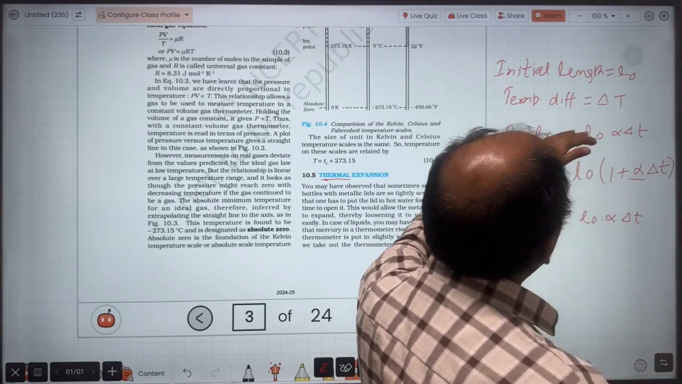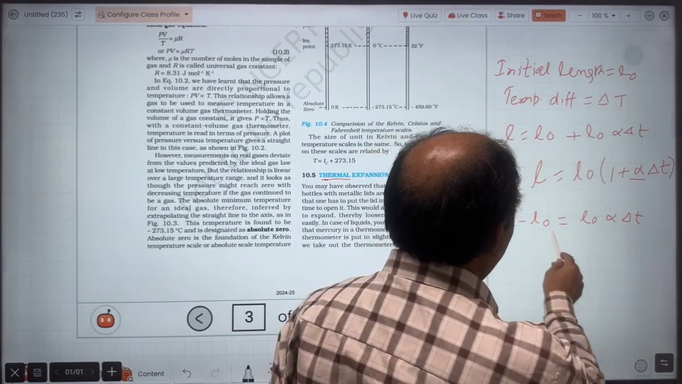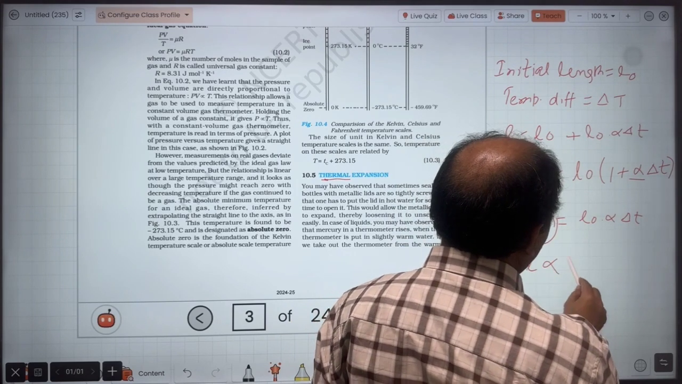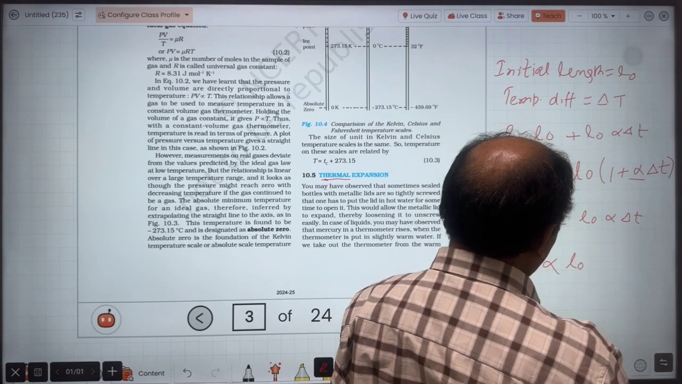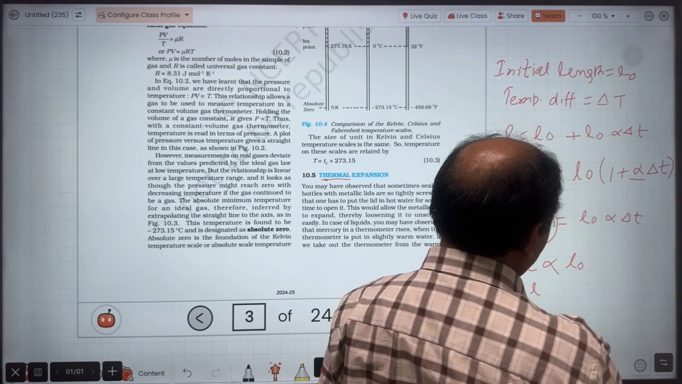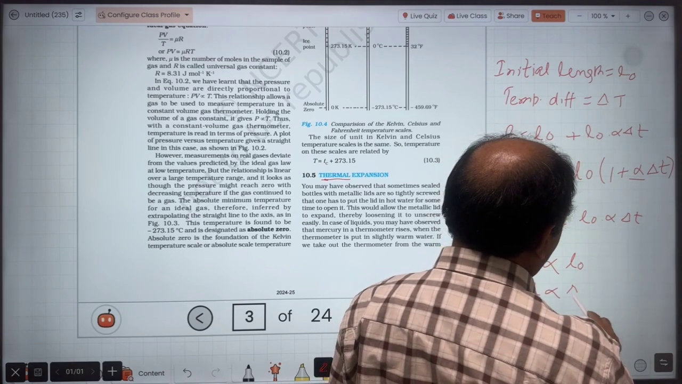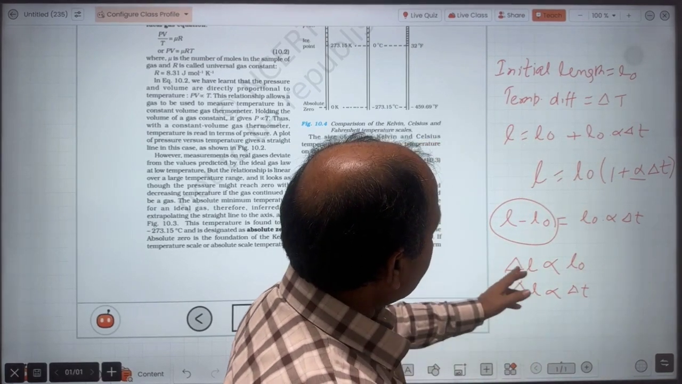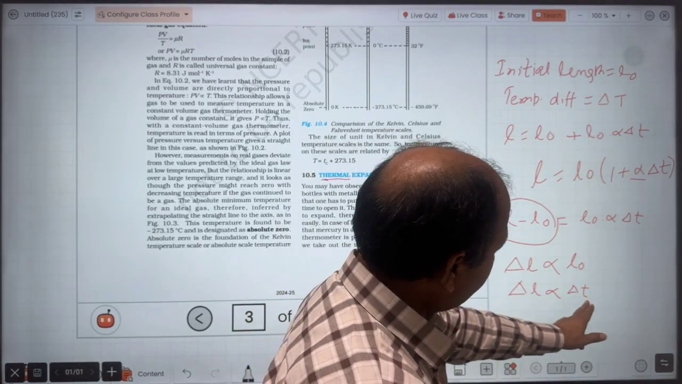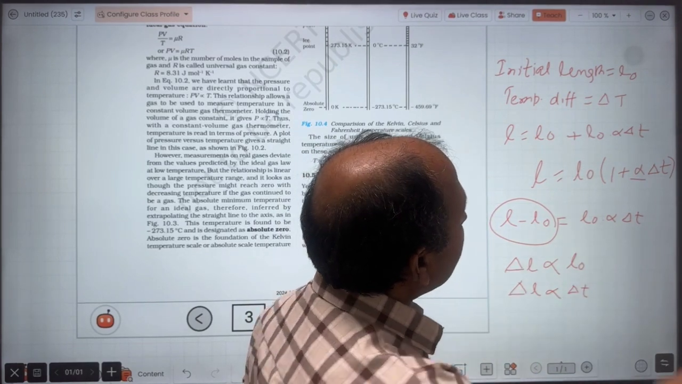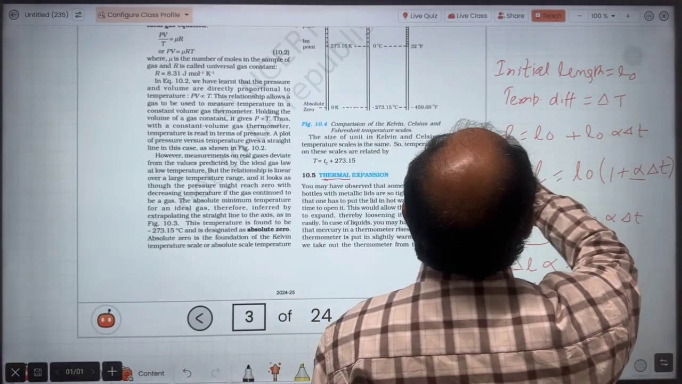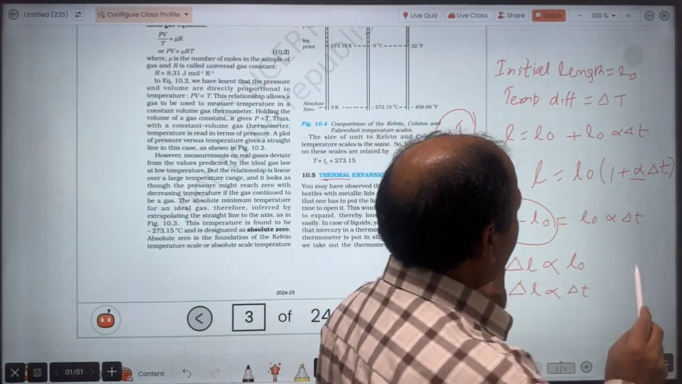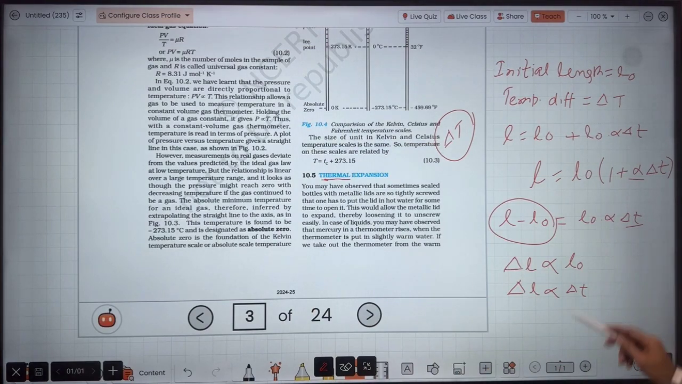The thing that I wanted to state in the beginning, same thing we can write here. So change in length delta L proportional to original length L0. Change in length is proportional to temperature difference, right? So if we include these two together, then delta L proportional to L0 and delta T, or generally temperature should be written like delta capital T, right? If by mistake I write otherwise, you have to be careful. So it represents temperature, right?